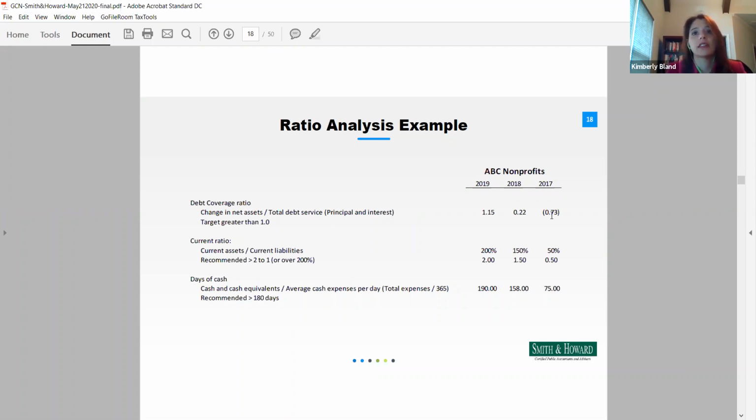And then days of cash on hand. This ratio is otherwise known as your survival time. You take your cash and cash equivalents divided by your average cash per day, so your total expenses divided by 365 days. How many days of cash on hand does the organization have? It's recommended to have a cushion of 6 months of cash on hand. And as we saw, a lot of organizations have less than 30 days of operating reserves. It's going to show what our survival time is. As not-for-profits are getting into the pandemic, if you have 30 days of cash on hand, then you may only have 30 days. You've got to make some hard decisions after that.